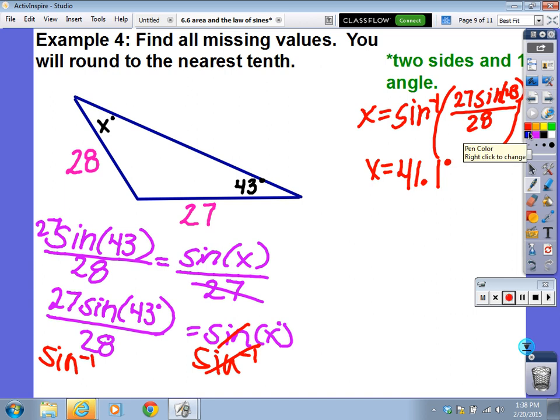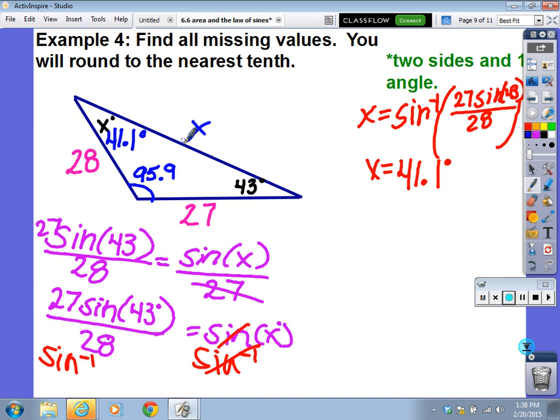Okay, so now we know that x is equal to 41.1 degrees. Let's find this angle. How will we find it? We're doing 180 minus 41.1 minus 43, which is 95.9. And now can we find the side across from that? Yes.